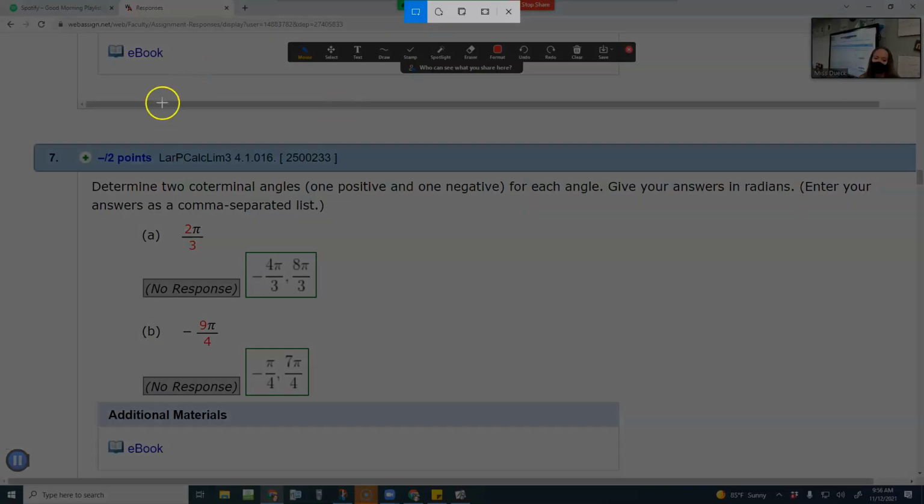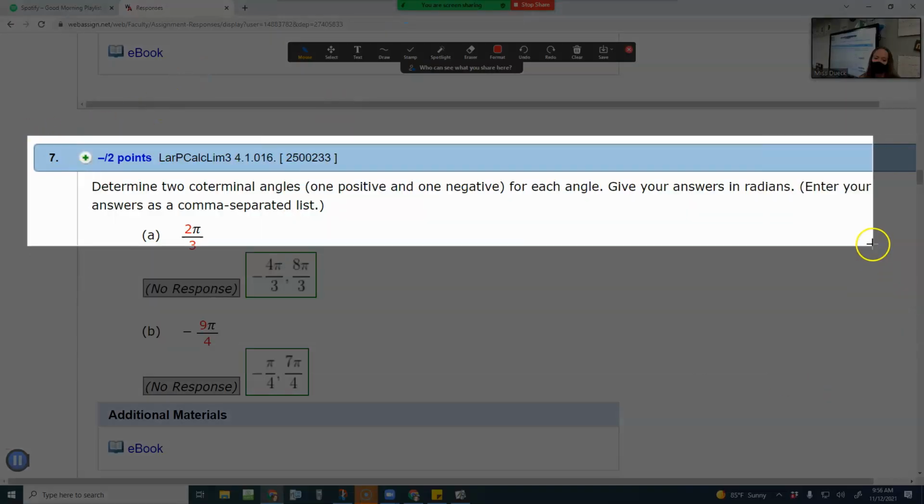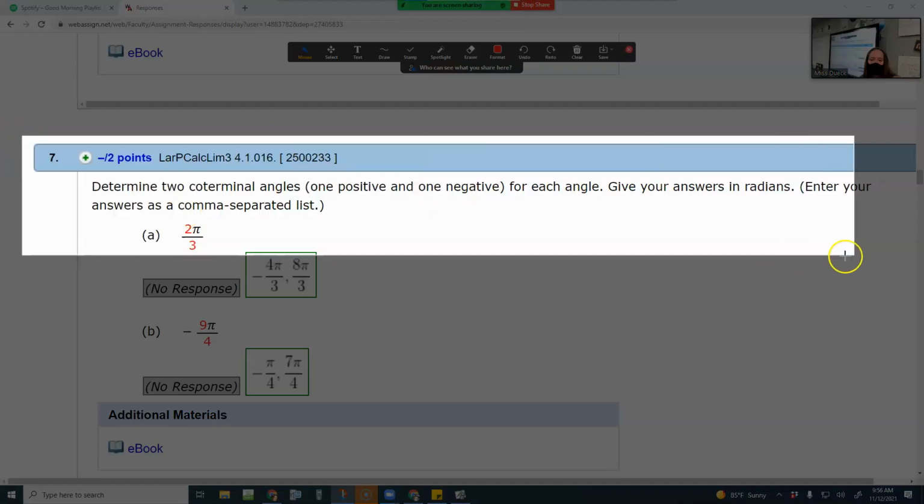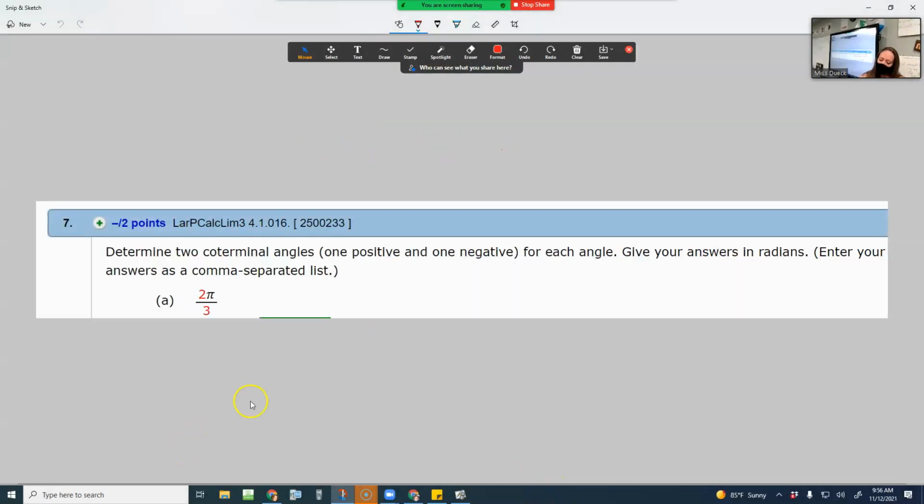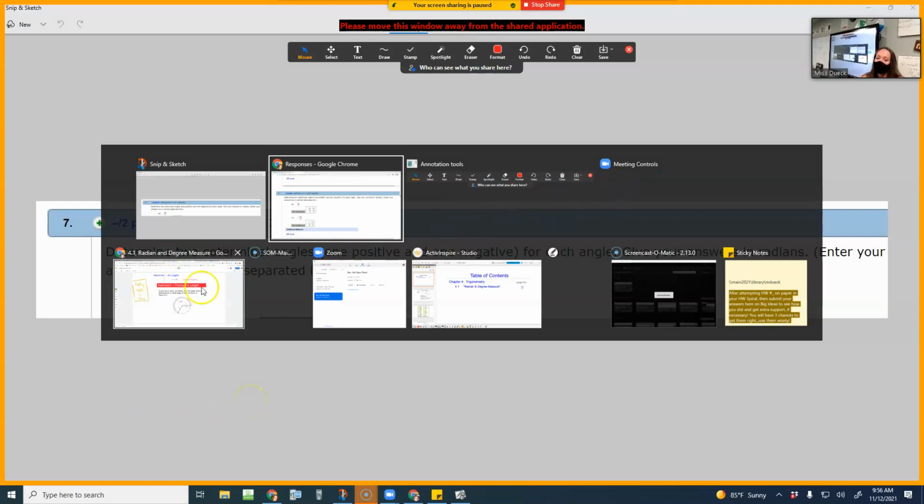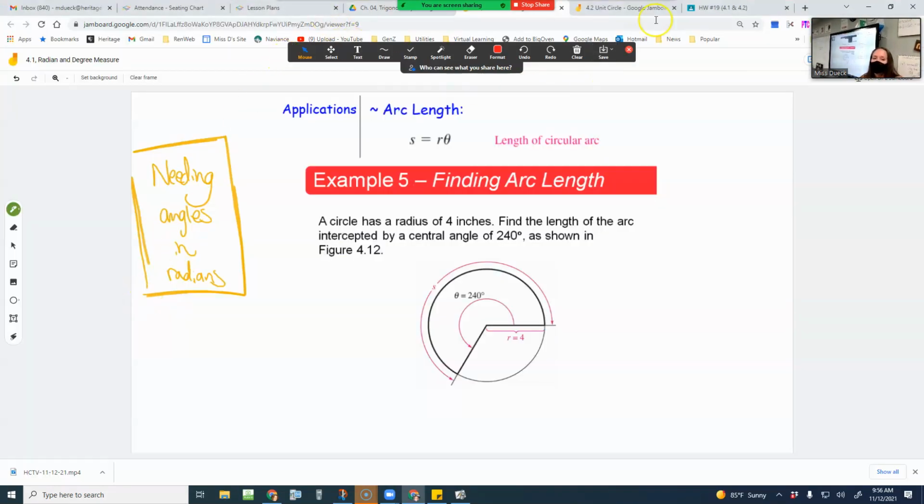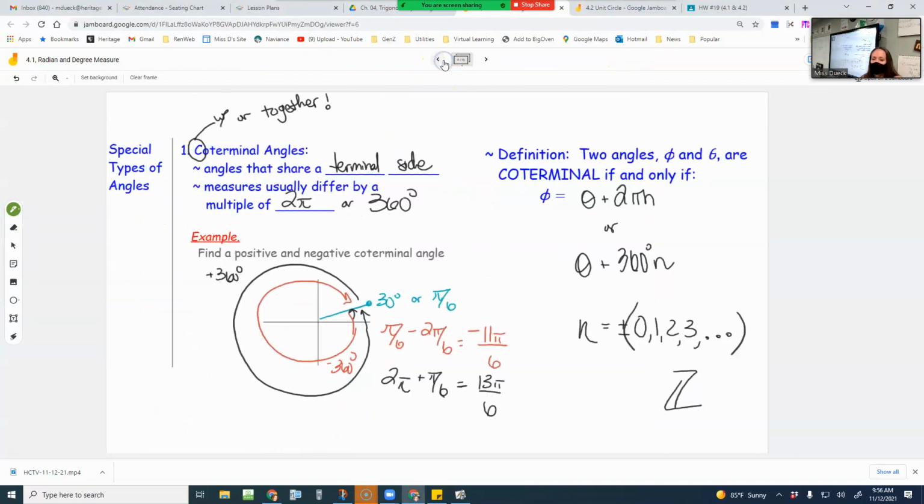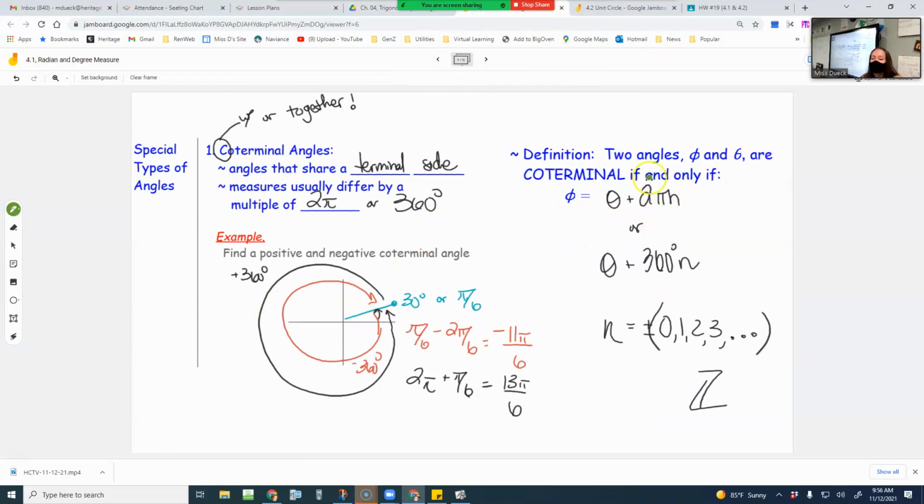Co-terminal angles. Coming back to our notes really fast for co-terminal. Co means with or together. Terminal means ending side. I need the ending sides to be together, at the exact same place. So we do technically have a formula that tells us to start wherever we are, and then add or subtract multiples of 2 pi, which means adding or subtracting multiple revolutions.